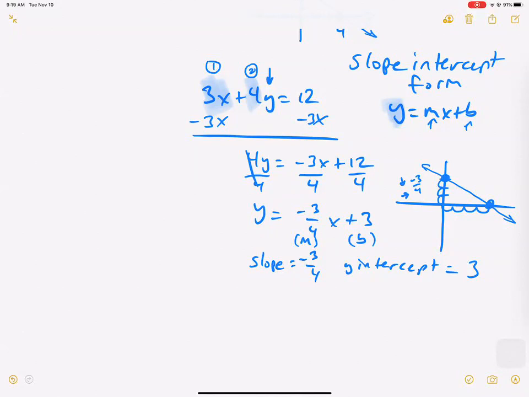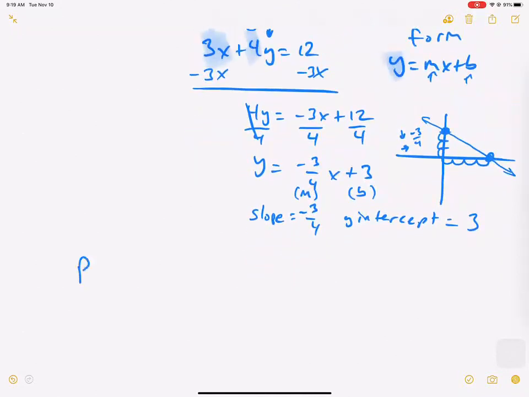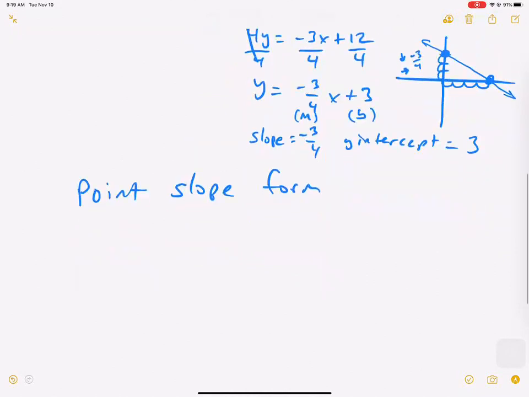All right, so these are our two main forms. And now today we're going to work on point slope form. Okay, so we need a point. We're going to call this x1, y1. That's our point. And we're going to call slope m, which is another rise over run.